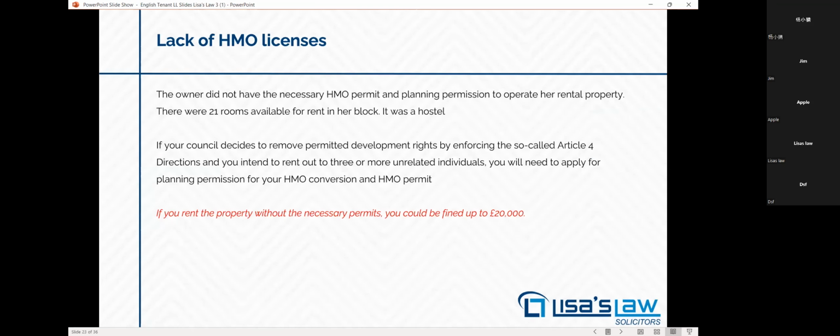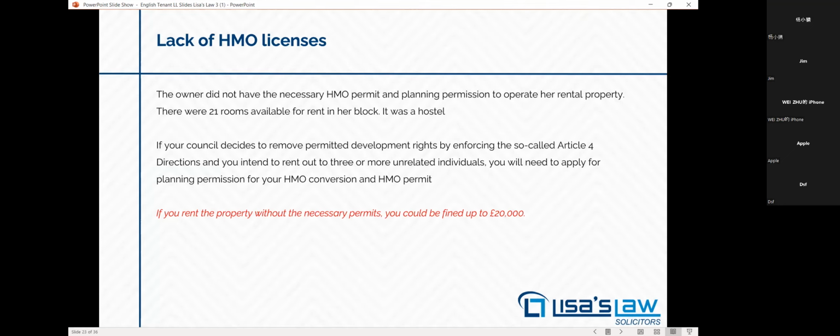One of the bigger issues, we don't see this, actually, correct myself. We actually see this quite often, but the ones we usually see are 3-bedroom or 5-bedroom houses with no HMO license. But the case that we have here is where the owner did not have the necessary HMO permit and planning permission to operate her rental property. Her rental property has 21 rooms. And usually for 21 rooms, it's not just an HMO license that you require. You require planning permission, because it will be something like a hostel now.